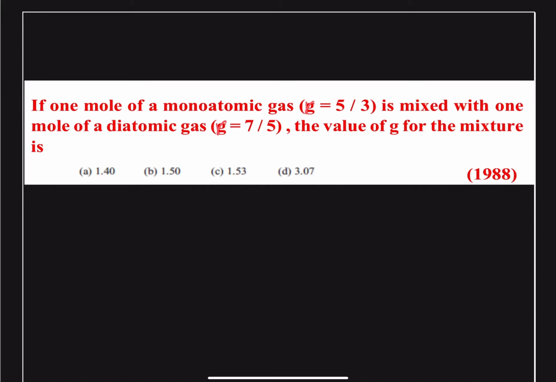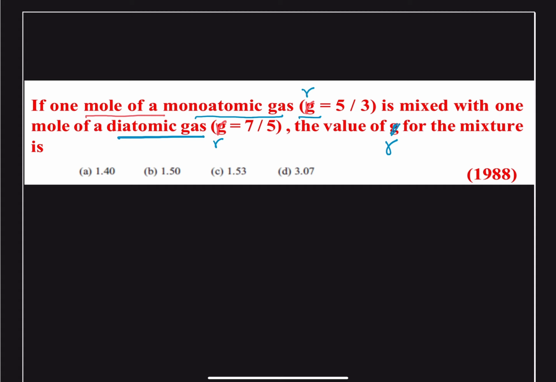Today's question: if 1 mole of monoatomic gas having gamma, this is gamma, not G, so gamma is our adiabatic index, is mixed with 1 mole of diatomic gas having a gamma, that is adiabatic index 7.5, the value of gamma, that is adiabatic index for the mixture is.